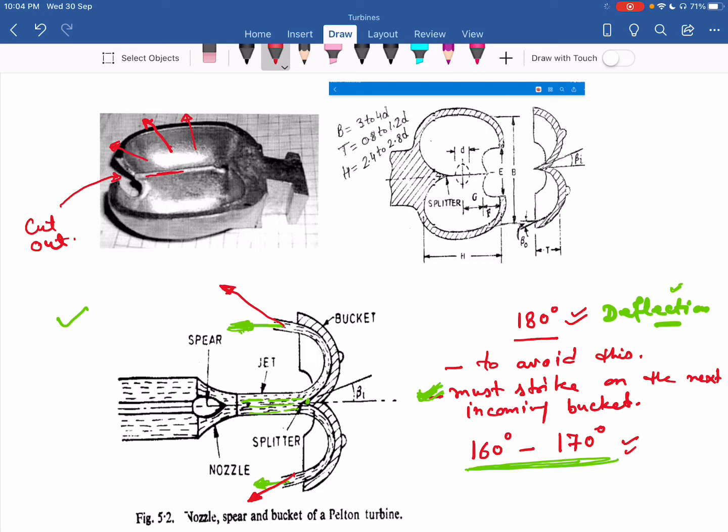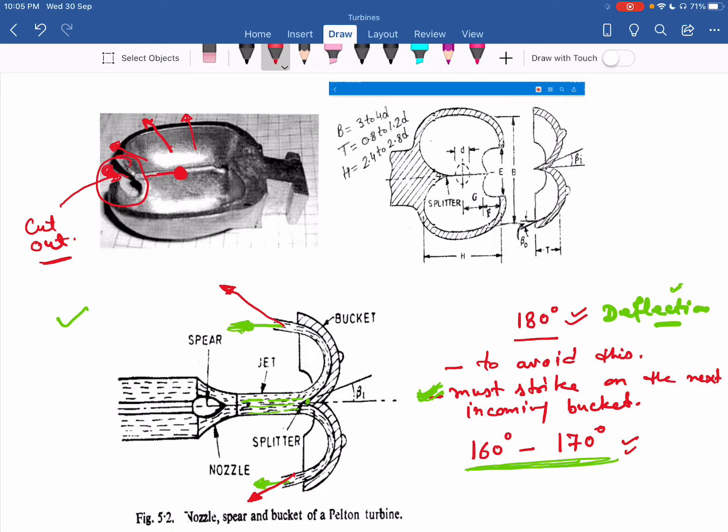Okay, and another thing: you can see the jet strikes over here. When this bucket moves in the forward direction, the jet comes out from this side. So here is some extruded part. If the cutout is not there, at this end there is some extruded part, so that also makes the deflection not at the same angle. Okay, so to avoid that, we provide a cutout.